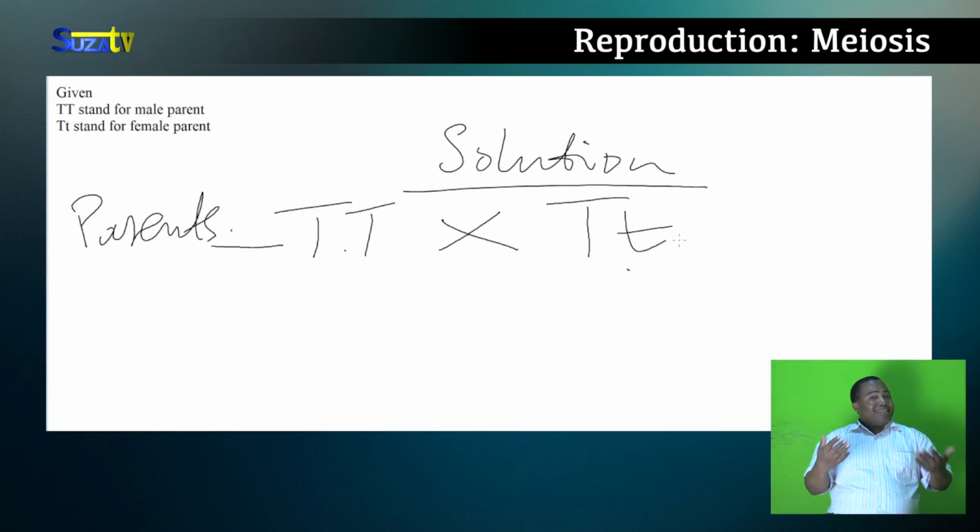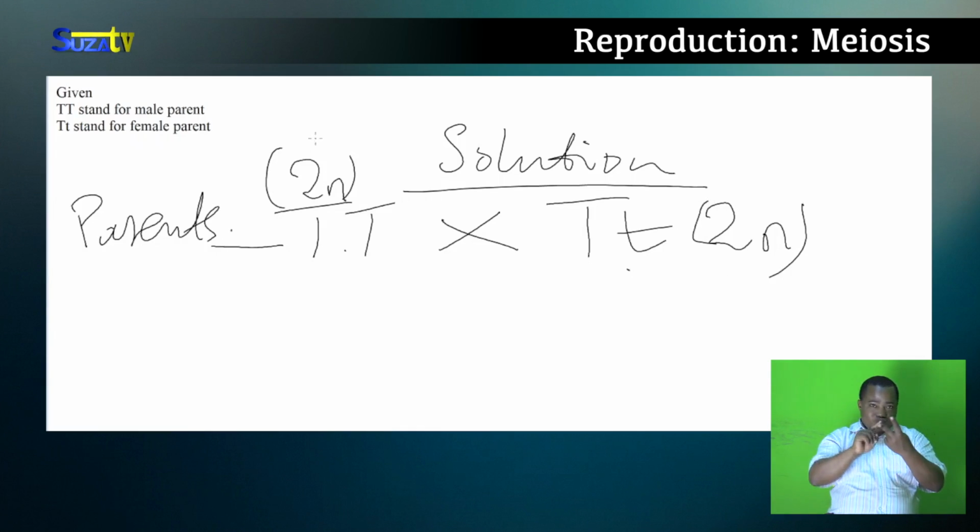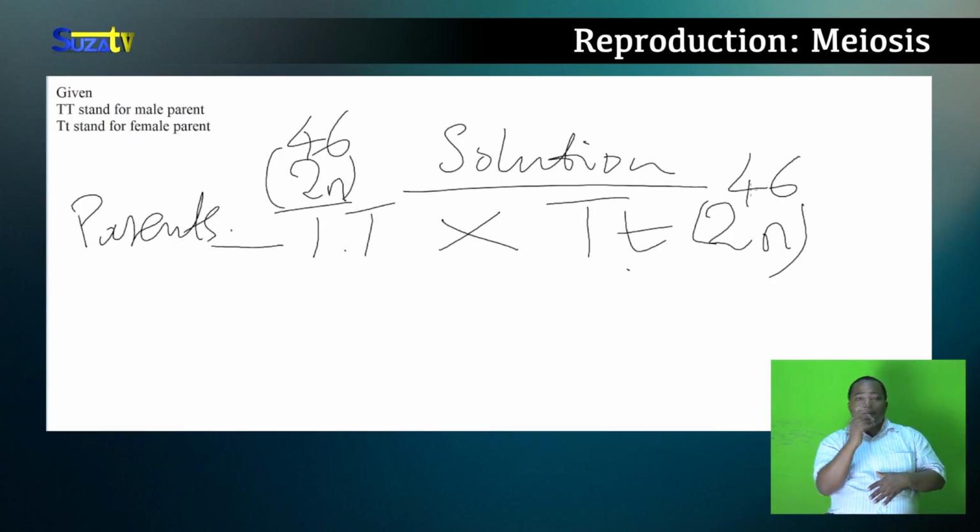So within a gonad there are reproductive cells, which before meiosis takes place are in diploid number, I mean 2n, and even here are in 2n. I mean 46 chromosomes before the meiosis process.